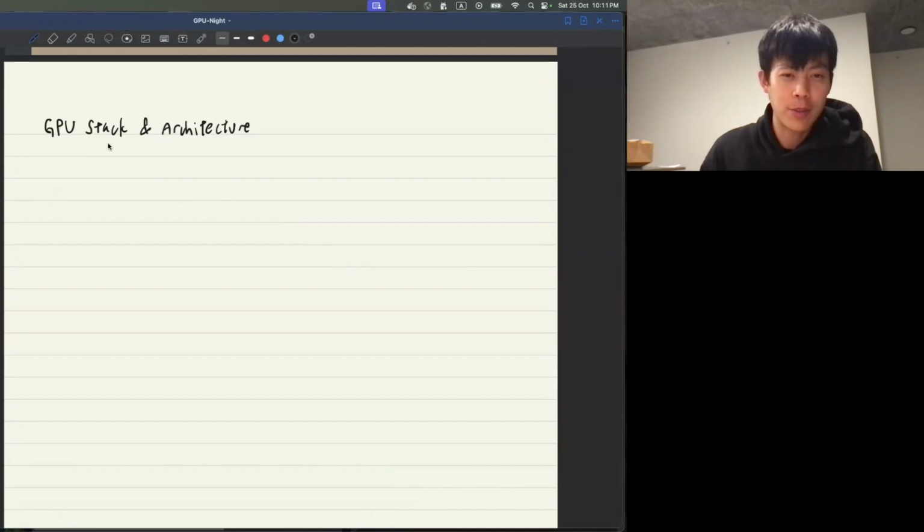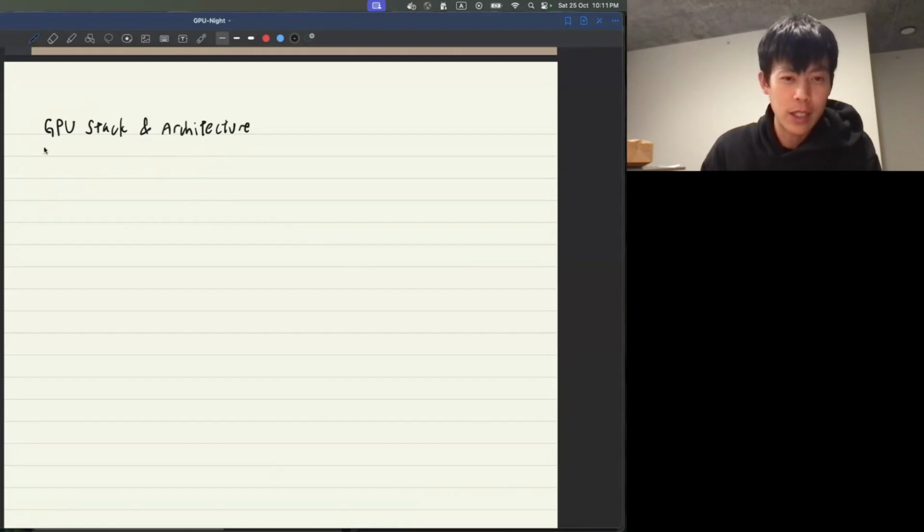Today I'll be talking about GPU stack and architecture, and I will talk about it from the perspective of someone who understands the traditional computer architecture. And so I will motivate why GPU is even relevant in the first place and how we can motivate its stack and architecture respectively. I'll just go right into it.